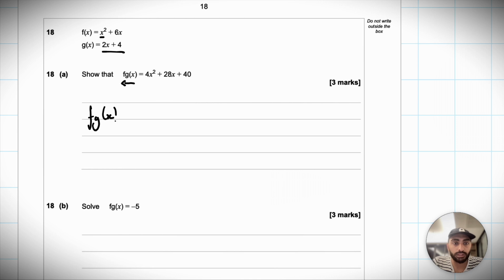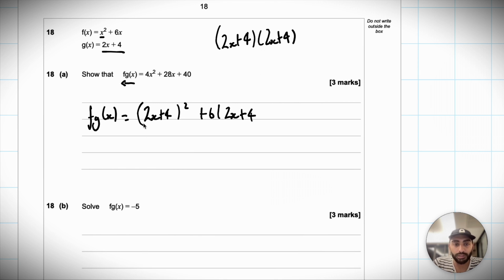F of g of x is equal to, this x is being replaced by the 2x plus 4. So it's 2x plus 4 in bracket squared plus 6 lots of 2x plus 4 again. Here I've got 2x plus 4 in bracket squared. We need to expand out this bracket. So this really means 2x plus 4 multiplied by 2x plus 4. A lot of students will make the mistake and just do 2x squared and 4 squared. So we'll expand out that bracket here.